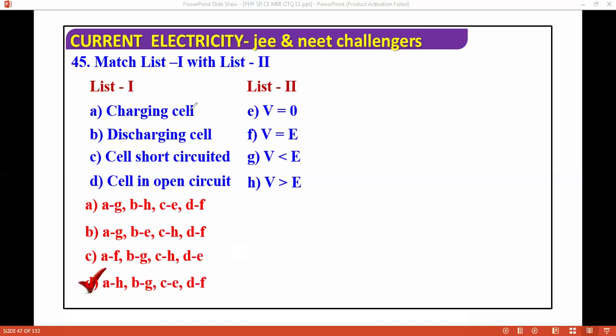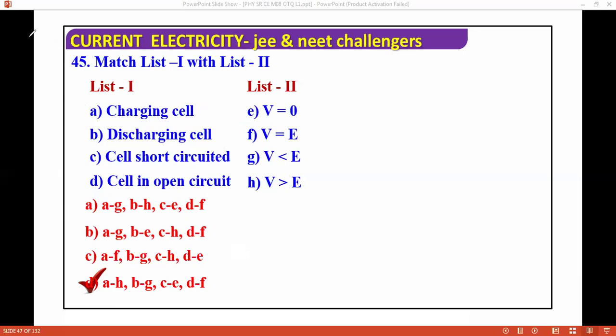In charging, the terminal voltage is opposite, so obviously B will be greater than E. In discharging, B is less than E. For a cell short circuited, B is zero, no potential difference. And for a cell in open circuit, B is equal to E. I hope you understood what I'm trying to convey.